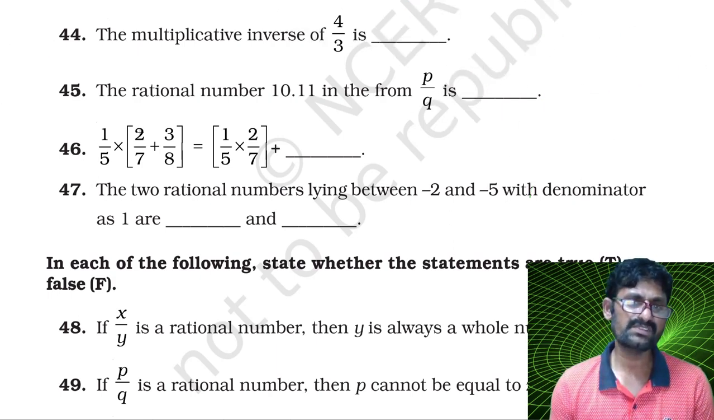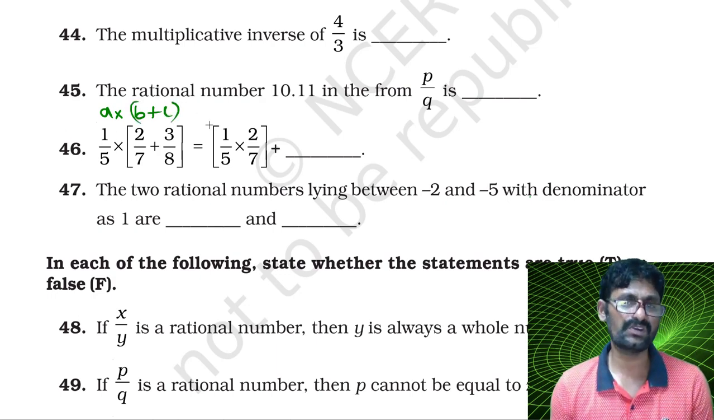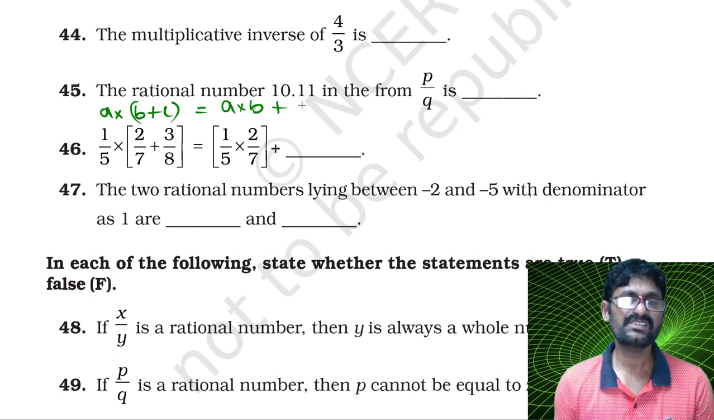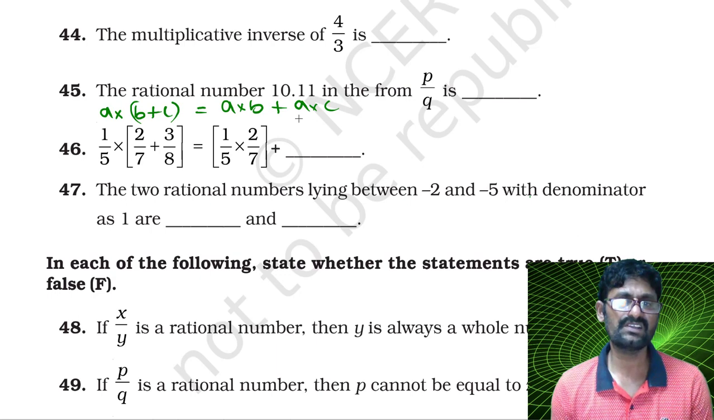1 by 5 times 2 by 7 plus 3 by 8. So this looks like A times B plus C. So this is clearly the distributive property. We can write this one as A times B plus A times C. So 1 by 5 times 2 by 7. Then A times C means A is 1 by 5 times C, which is 3 by 8. So this is the answer.